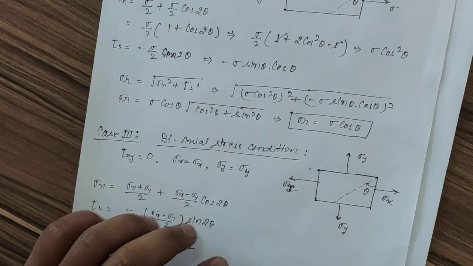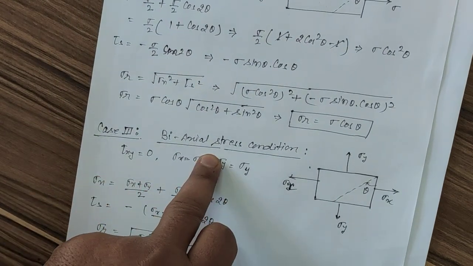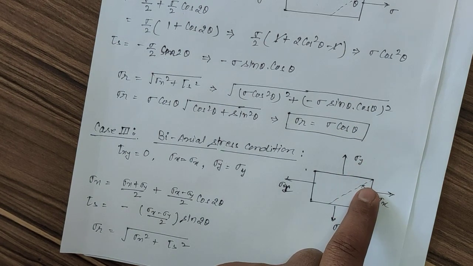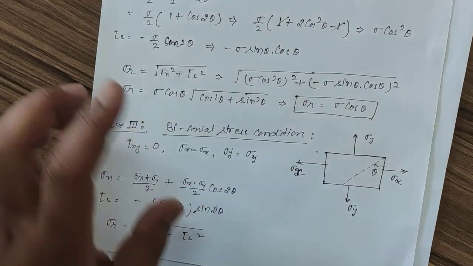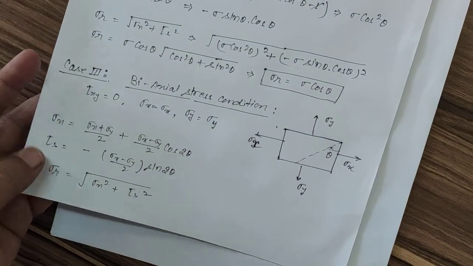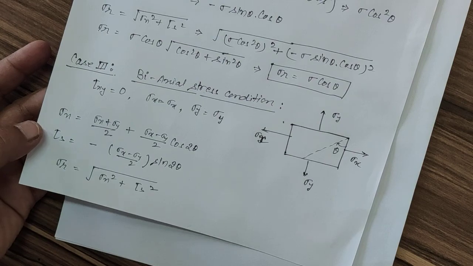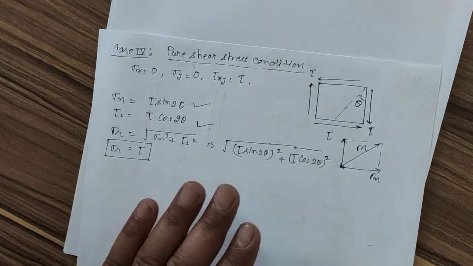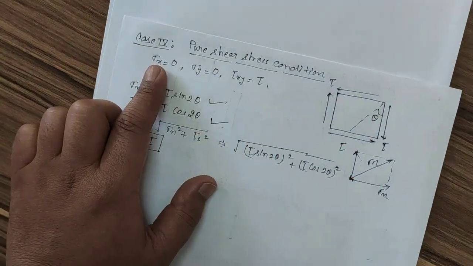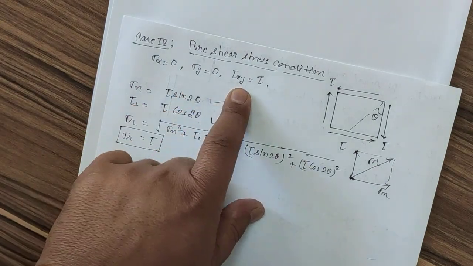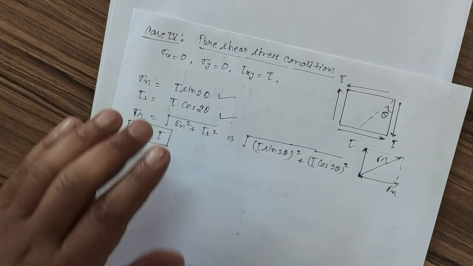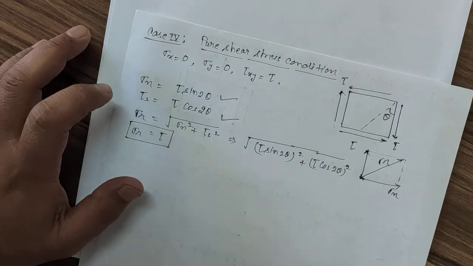Now the third case, biaxial condition. Biaxial condition means now we have sigma x equal to sigma x, sigma y equal to sigma y, and tau xy equal to 0. That one we have already done. The objective is the same: to calculate the normal stress and shear stress on a particular plane. The fourth case we have discussed is the pure shear stress condition, where sigma x equal to 0, sigma y equal to 0, and tau xy equal to tau.